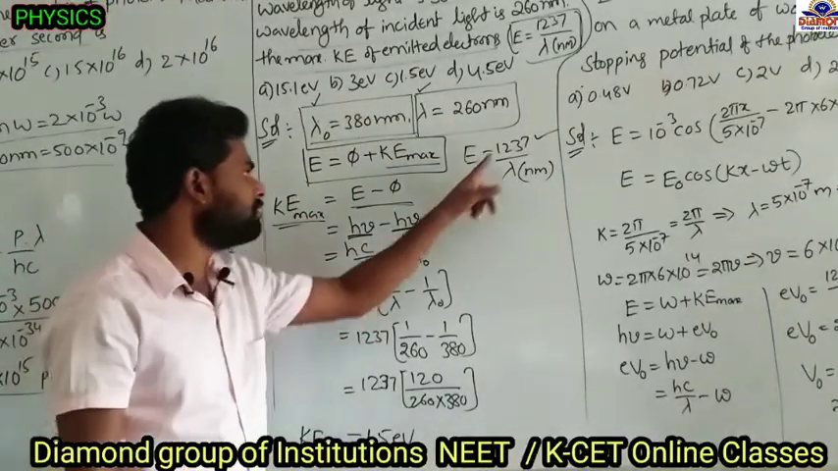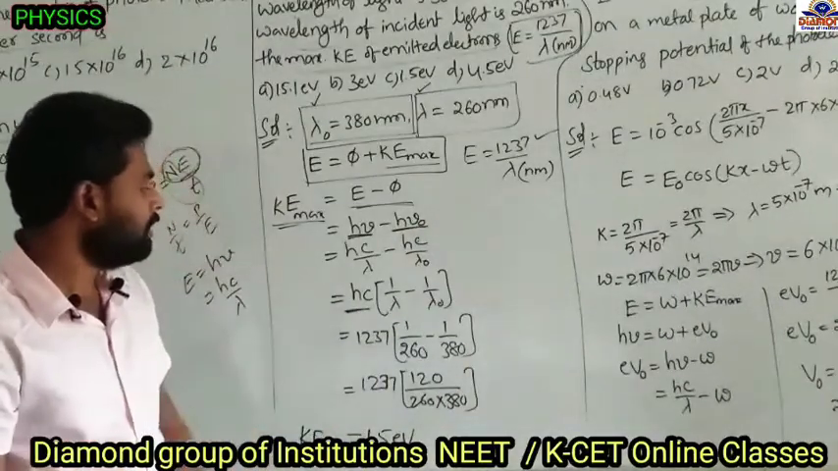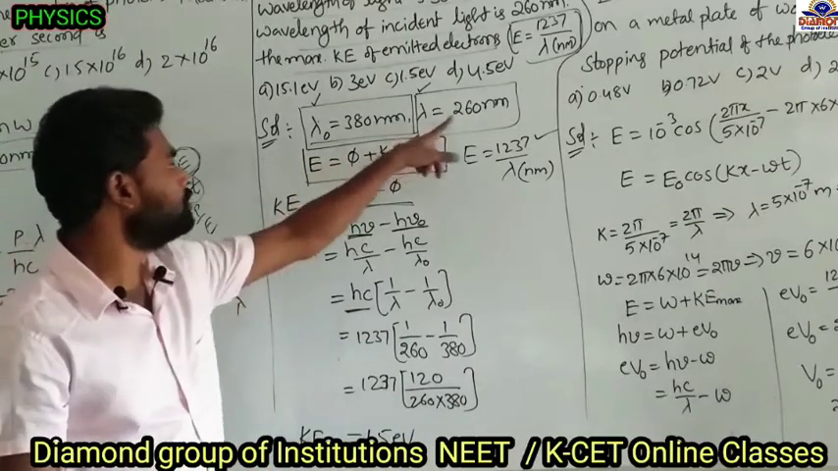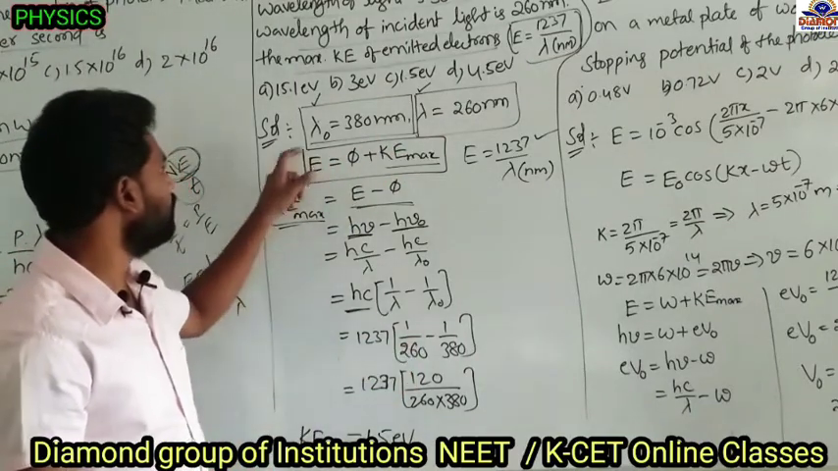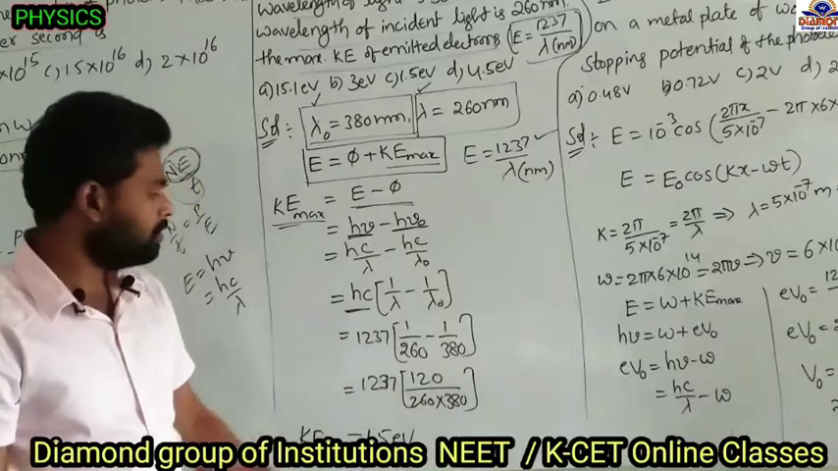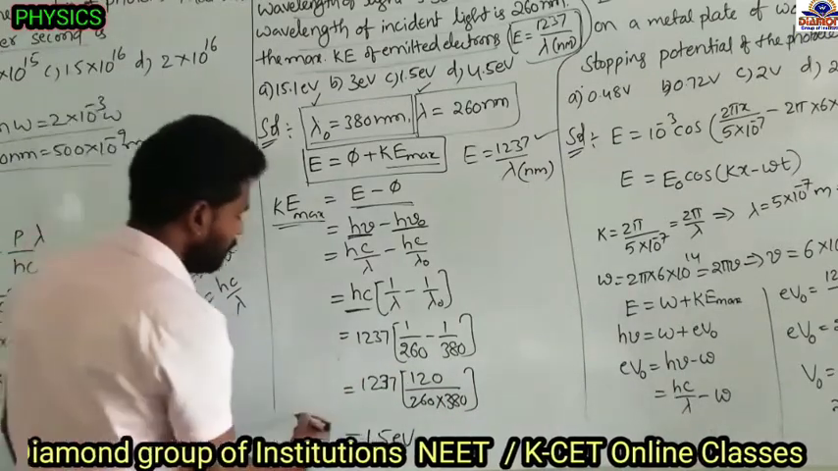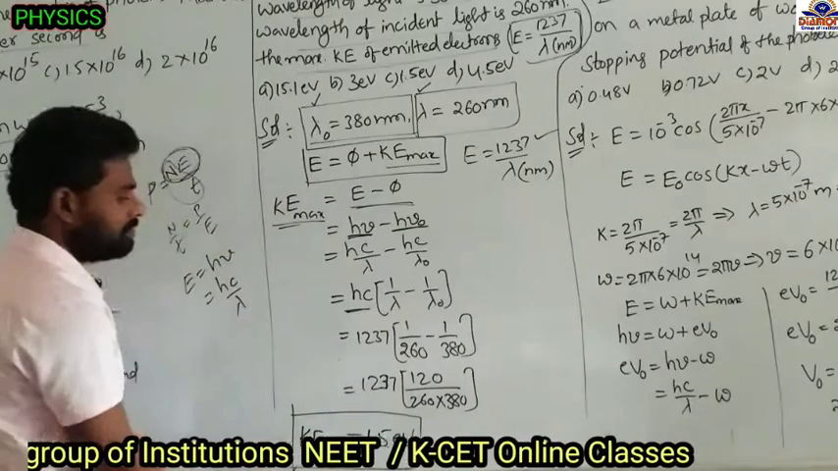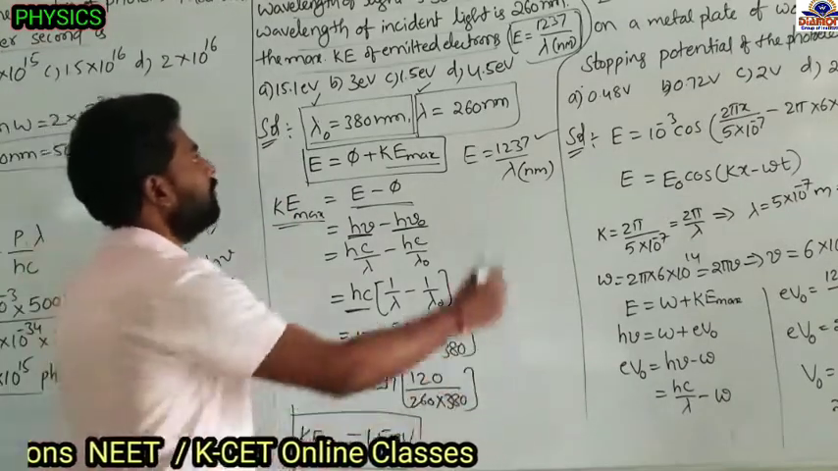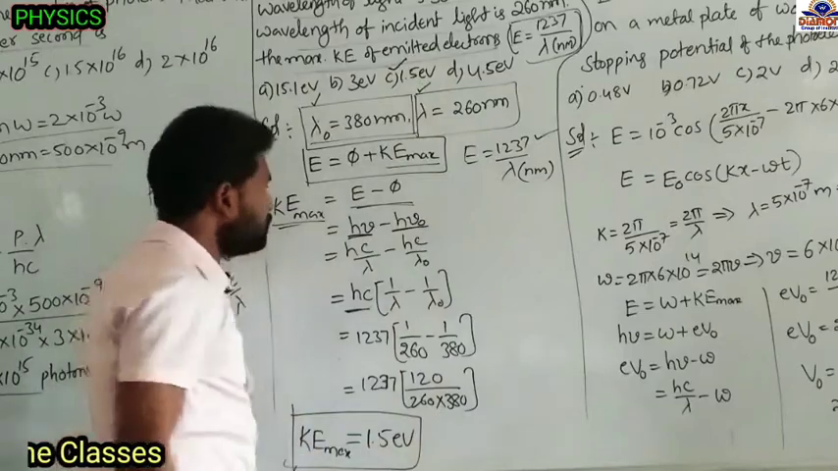Take here hc value 1237 into 1 by lambda value 260 minus 1 by lambda naught value 380. Now do the LCM and simplify it. Approximately we will get the maximum kinetic energy value as 1.5 electron volt. So 1.5 electron volt. C option is the right answer.